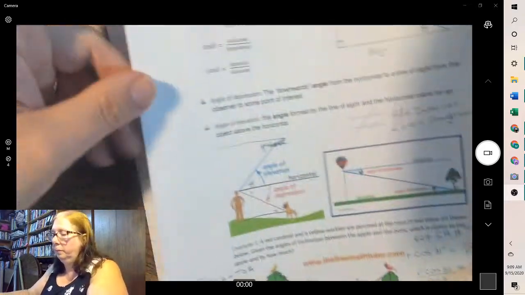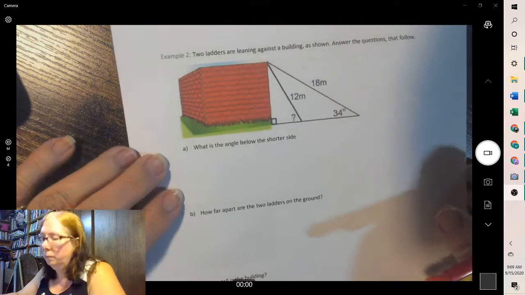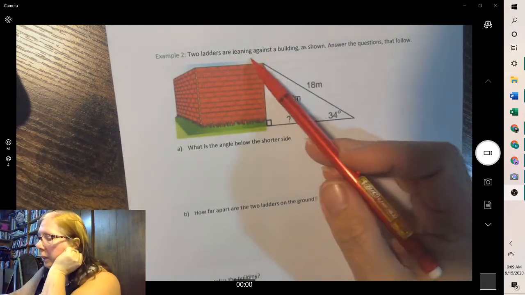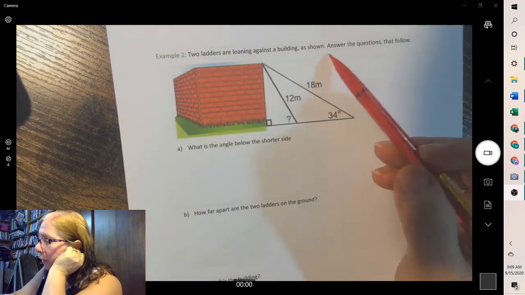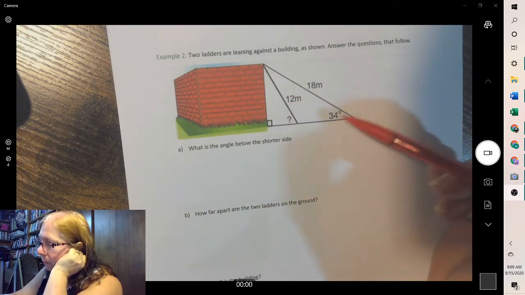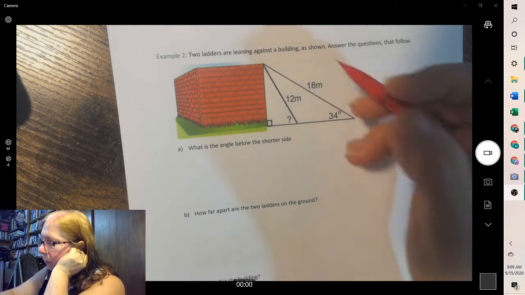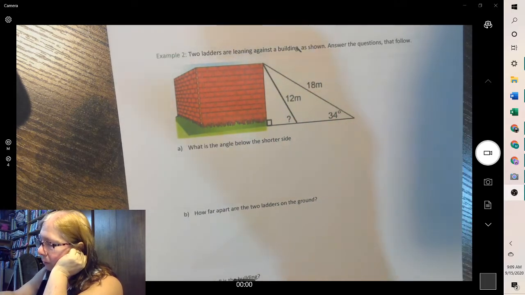Try another one. Two ladders are leaning against a building as shown. Answer the questions that follow. And so we have this. The first question says, what is the angle below the shorter side? So we're looking for this angle to start with.